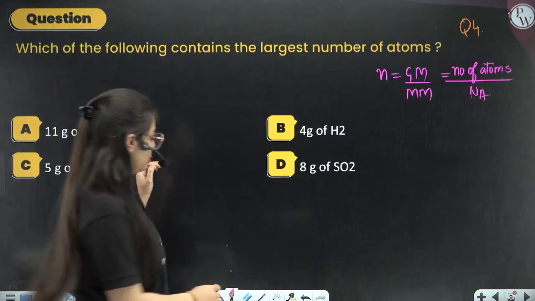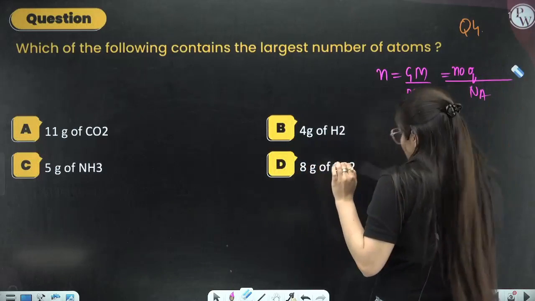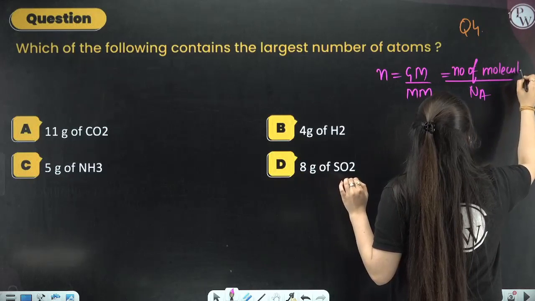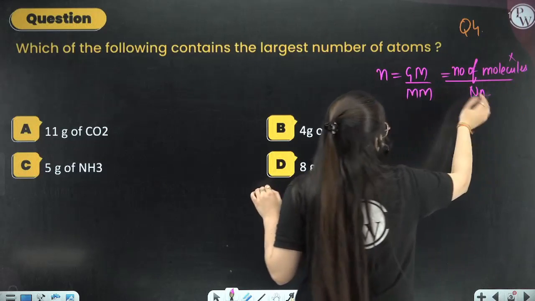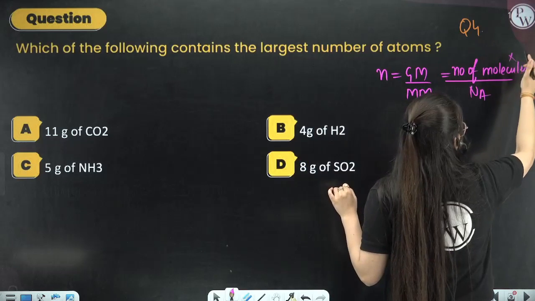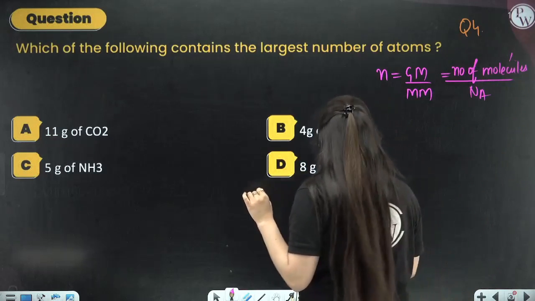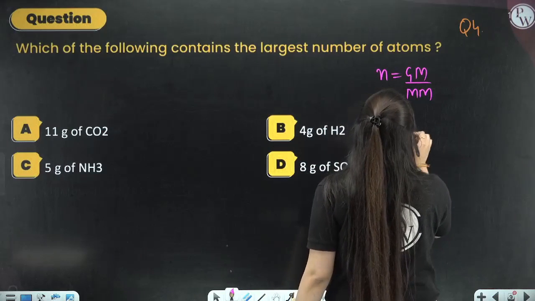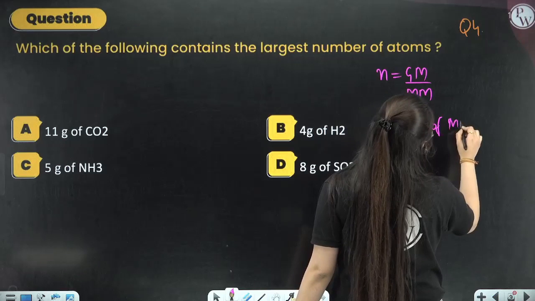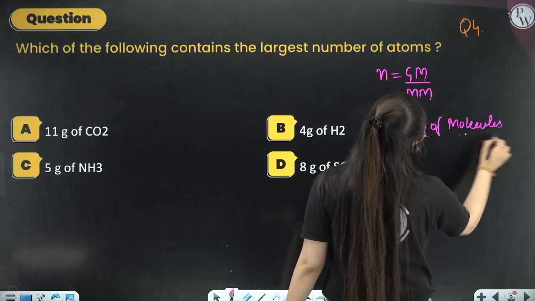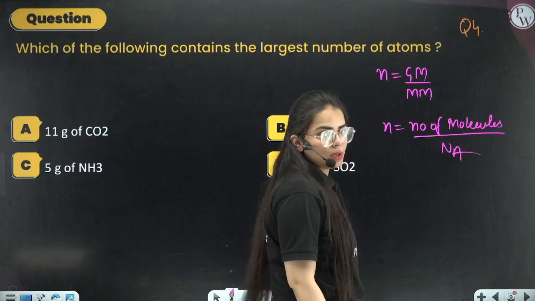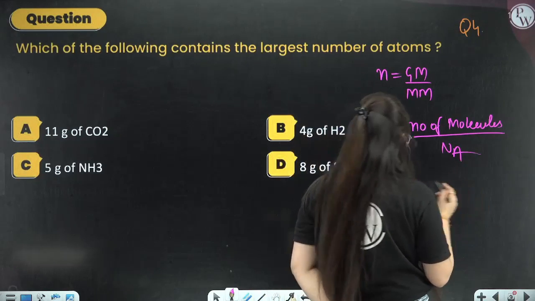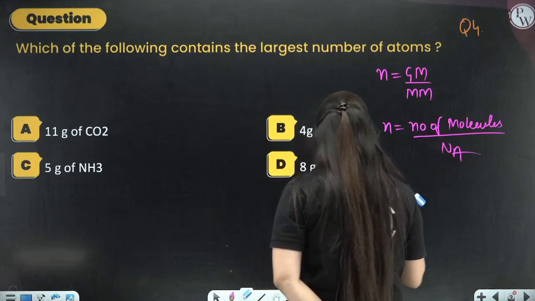Basically, here you use number of molecules. Let me tell you one thing. If you are calculating number of atoms, then number of atoms is number of molecules into total number of atoms. Let me write it over here again. See, number of moles is basically number of molecules by Na. This is the general formula. But if you need to calculate number of atoms, I shall show you with the question itself.